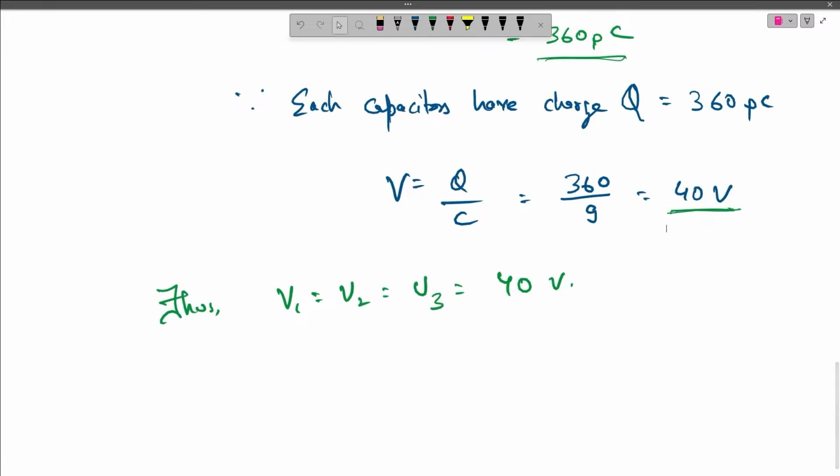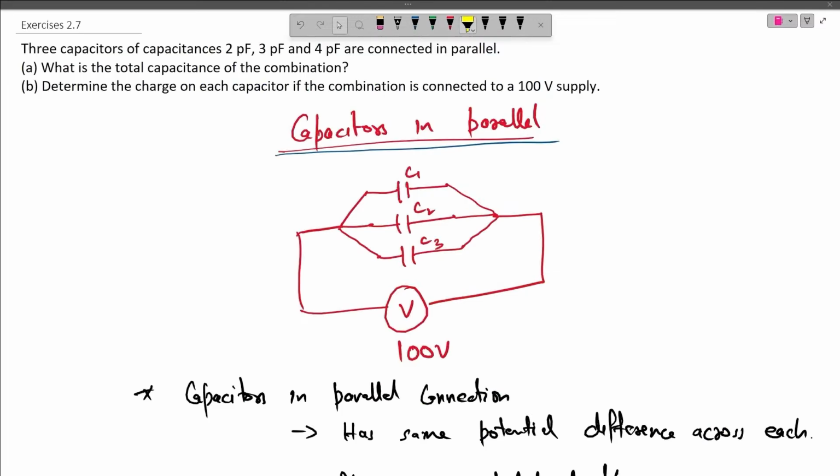The question says that 3 capacitors of capacitance 2 picofarad, 3 picofarad and 4 picofarad are connected in parallel. What is the total capacitance of the combination? And the second question is, determine the charge on each capacitor if the combination is connected to a 100 volt supply.